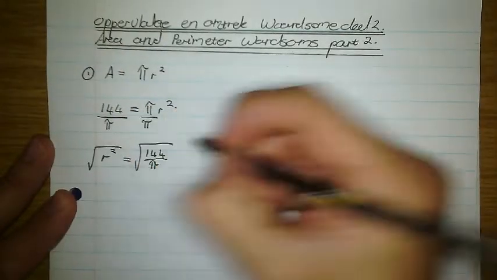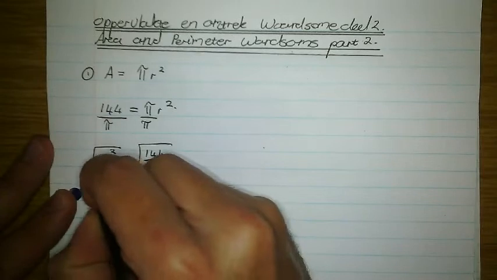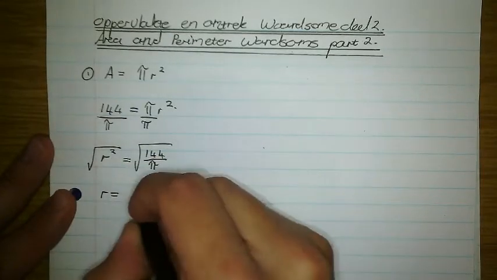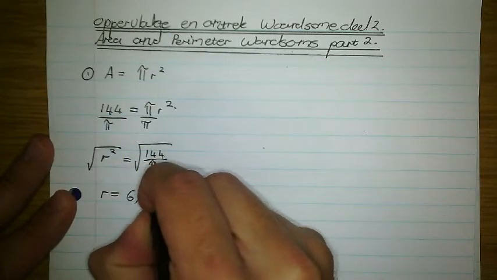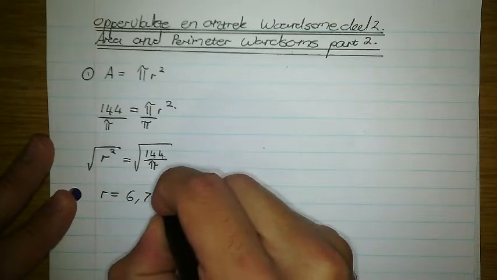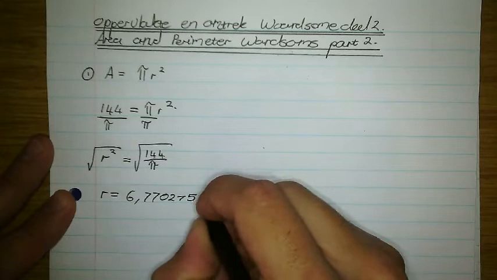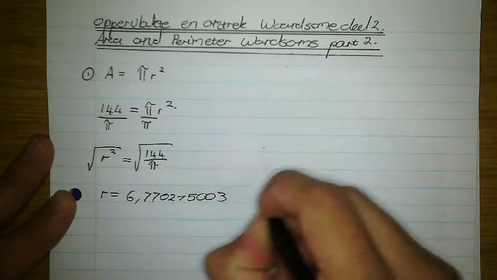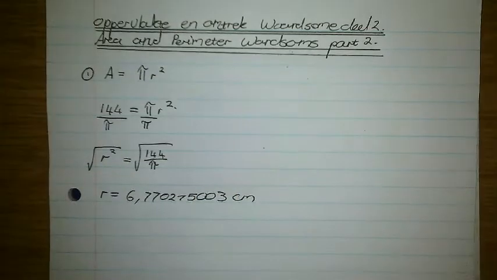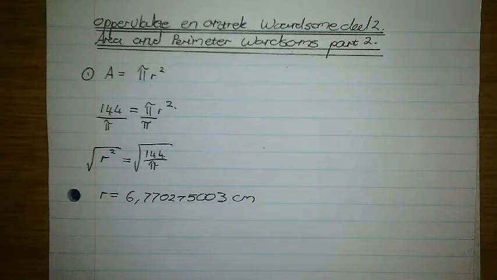The square root of that. So the radius will then be equal to 6.70275003 centimeters. Alright, en dis nou die radius se lengte.